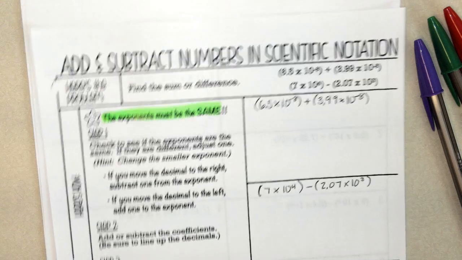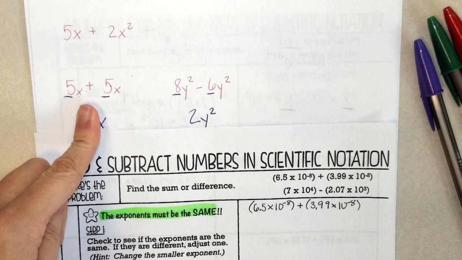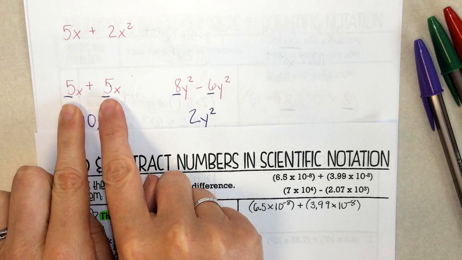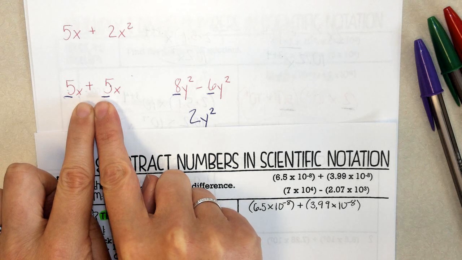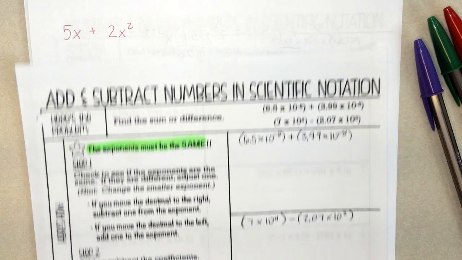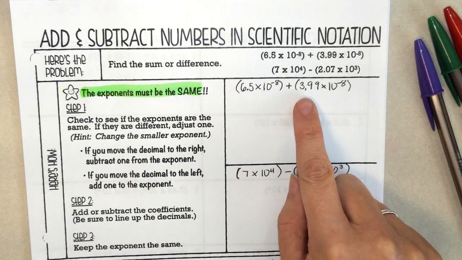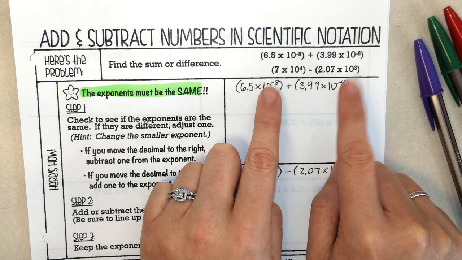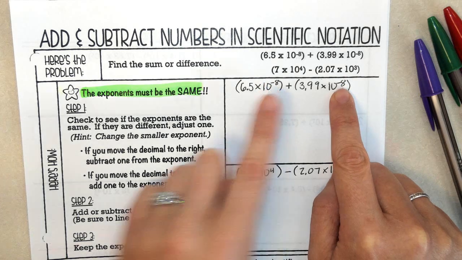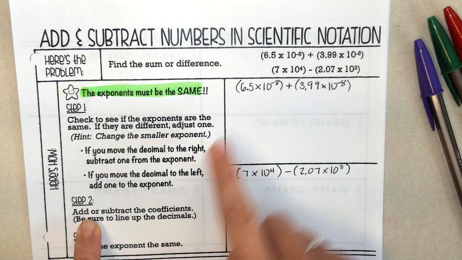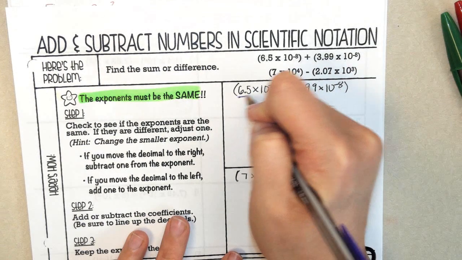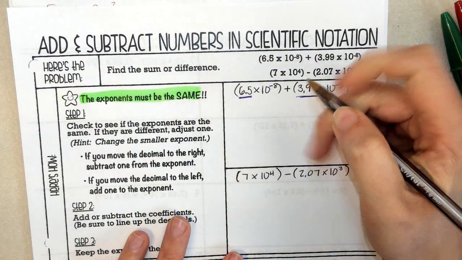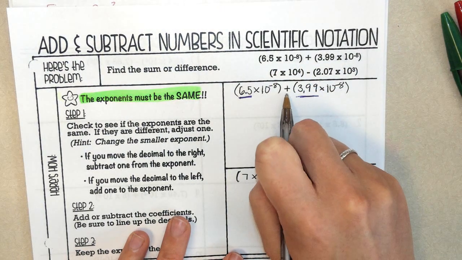Then, once they are the same, remember, we just added our coefficients together and then kept the rest. That's kind of the idea here as well. So I check to see these both have the same exponents. They're the same exponents, we can go to step 2, add or subtract the coefficients. So I'm going to look at this number, and this time it was adding for our problem.